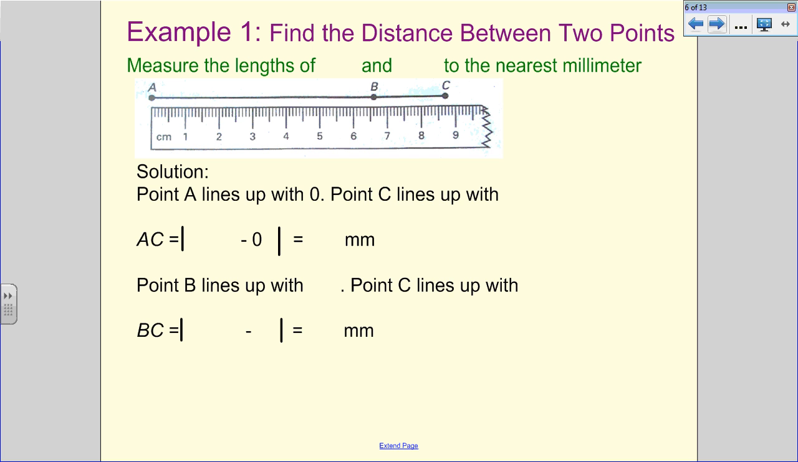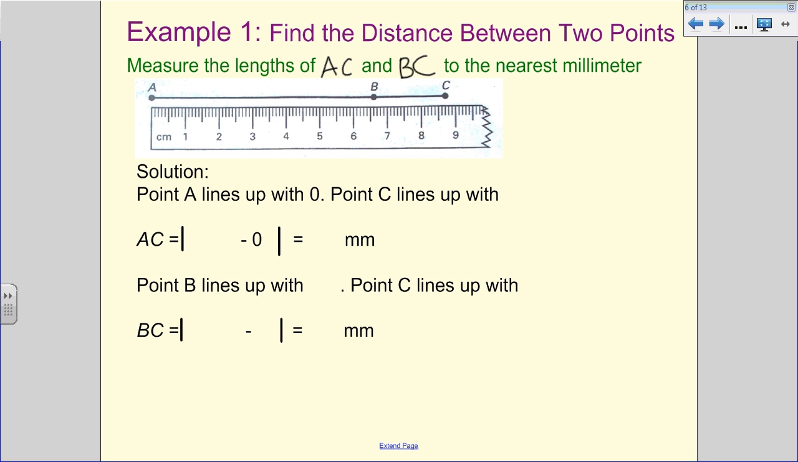All right, example 1, finding the distance between the 2 points. We're going to be measuring on there. We're going to measure the length of AC and BC. So those are the 2 things that we measure.